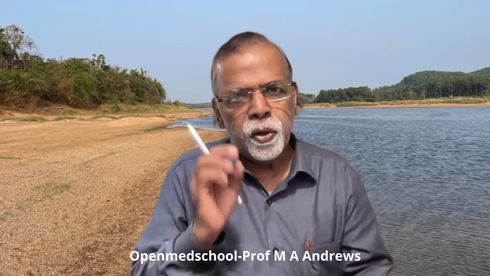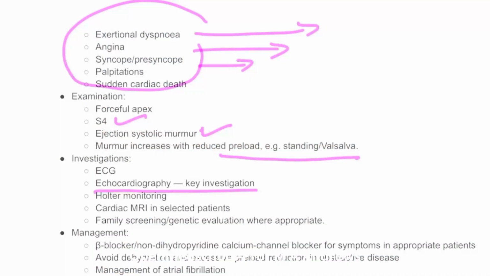So what is the treatment? One is a beta blocker, and second is a non-dihydropyridine calcium channel blocker. These are the two drugs which are routinely given. Avoid dehydration. If there is atrial fibrillation, you have to manage it. ICD in selected cases, and there is septal reduction therapy, again in selected cases. So now we understood the presentation of hypertrophic cardiomyopathy. Now we go to another case.